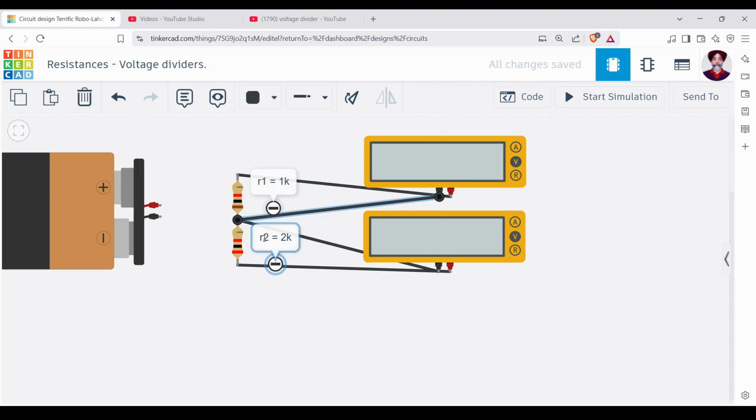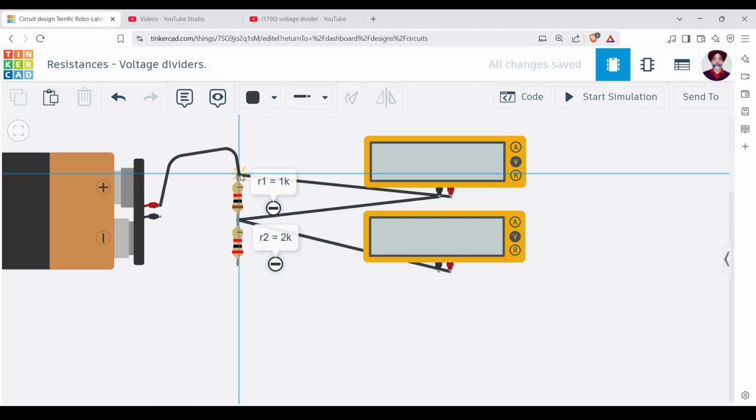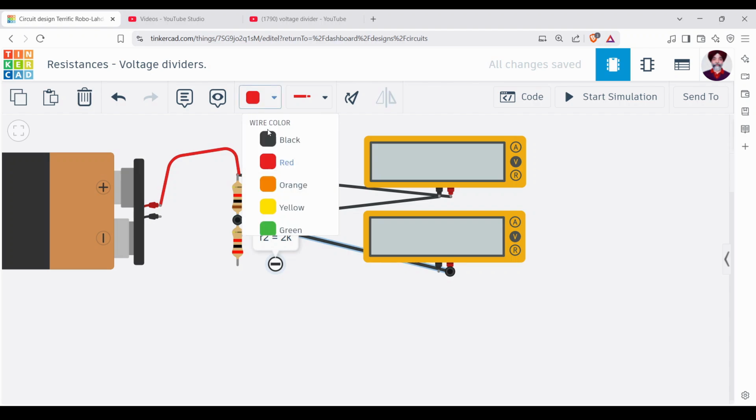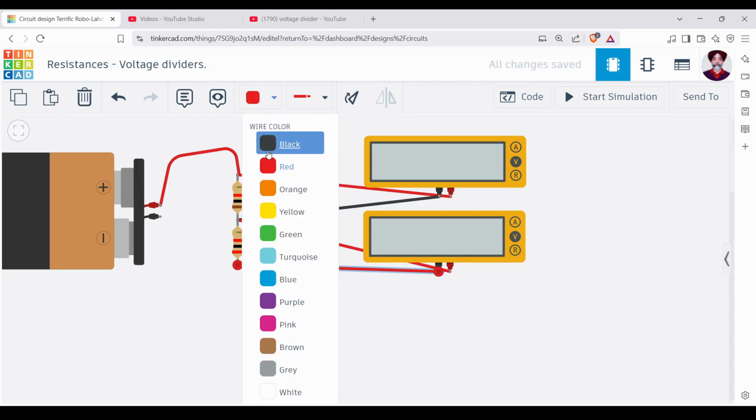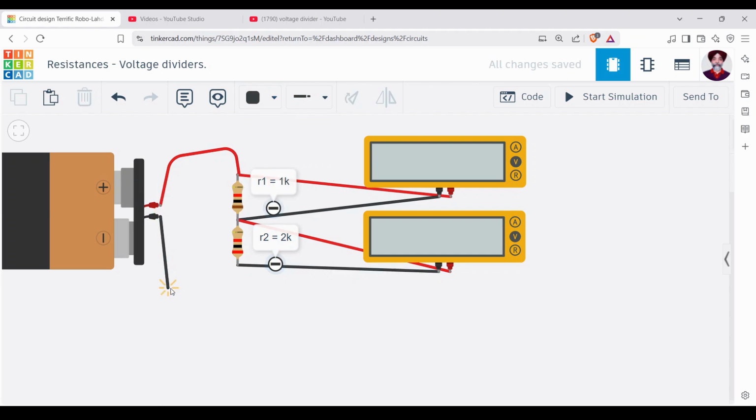In fact, I should be connecting the positive with positive. Let me just change this. So the positive should be connecting on the positive side of the resistance because that is actually going to be connected from there to the positive side, right? Here it will be connected. This is the positive side. So I'll keep this as the positive side and also this as the positive side. And this is going to be connected on the negative side. And this is black. Let us connect this here like this.